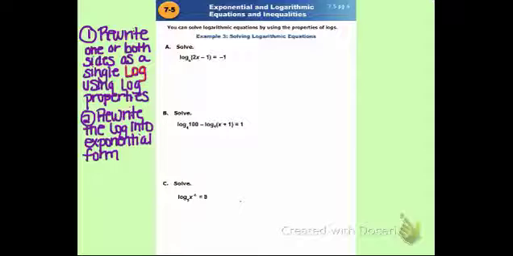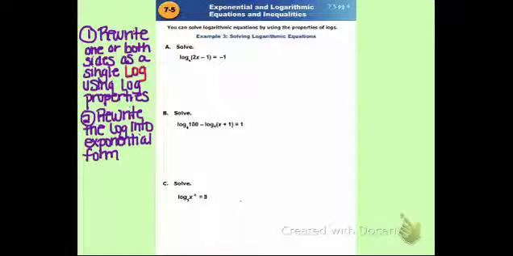So in this part of the lesson, we're going to be looking at solving logarithmic equations. And to solve logarithmic equations, we're going to be using the properties of logs that we learned in the prior lesson. So when we solved exponential equations, we had two different strategies we used. We either used the strategy of writing both sides as the same base and then setting the exponents equal to each other, or we simply took the log of both sides.